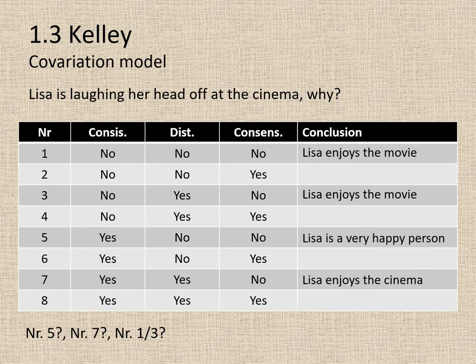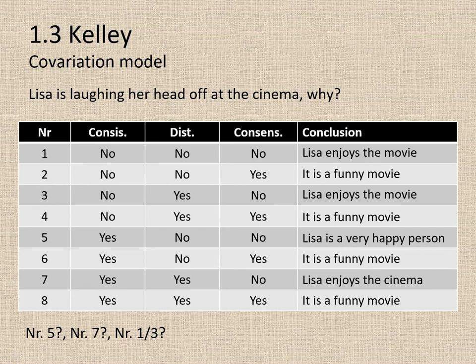So we have, in some cases, an external cause as an explanation for this. If everybody behaves in a similar way in the situation, it's something with the situation. If there is no consensus, then it's some kind of internal explanation. It has something to do with Lisa. But according to whether it's consistent behavior, yes or no, or whether it's high or low consistency, the internal explanation is a bit different.